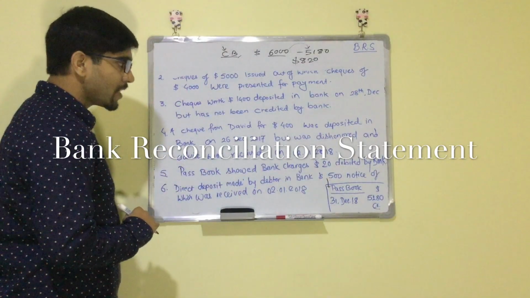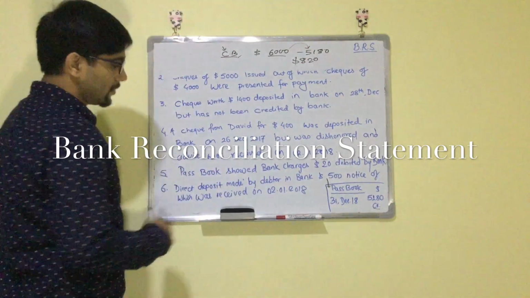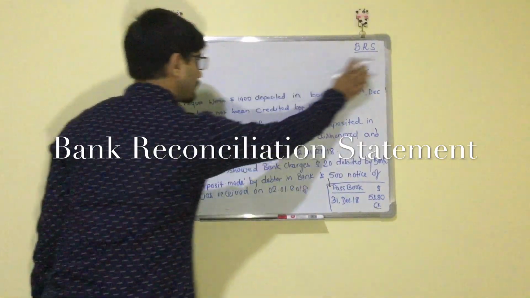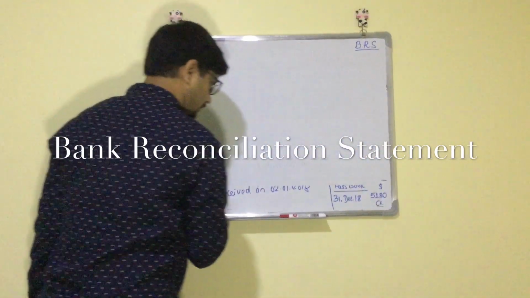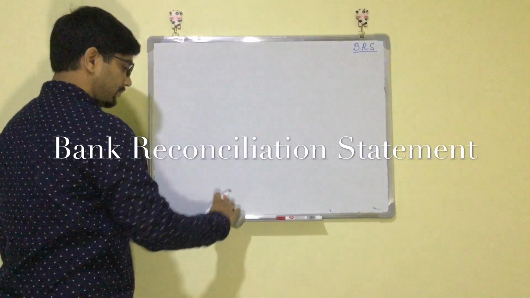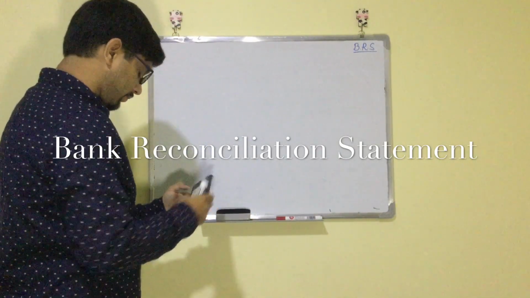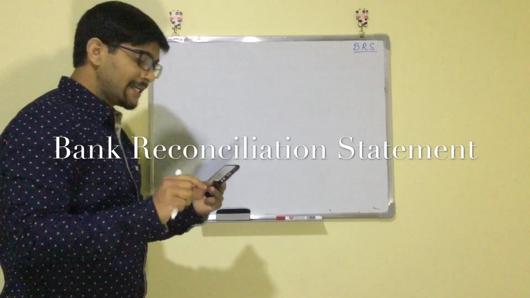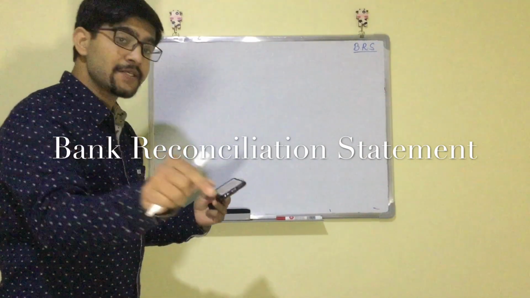I'll explain each adjustment one by one. So let's have certain patterns here. Second adjustment was checks of $5,000 issued, out of which checks of $4,000 were presented for the payment.